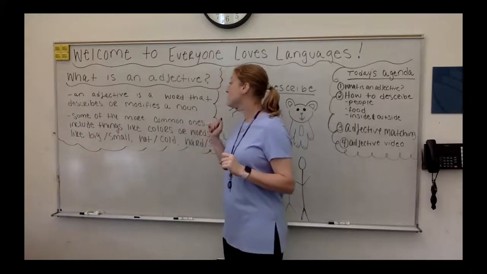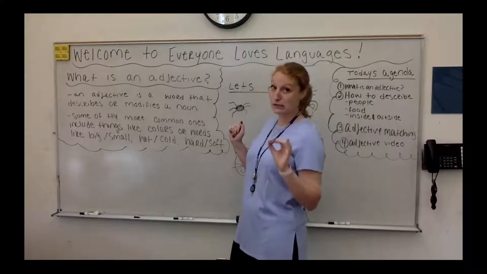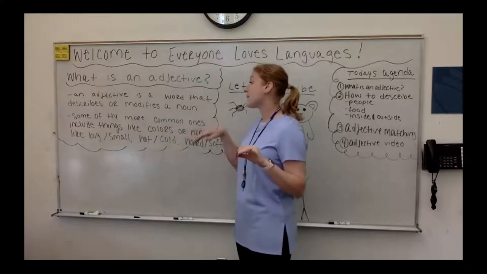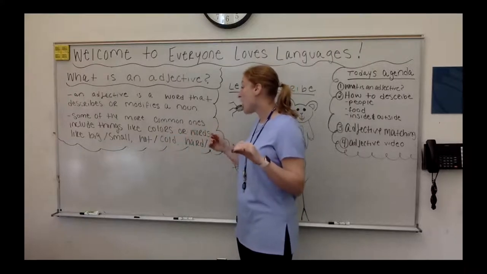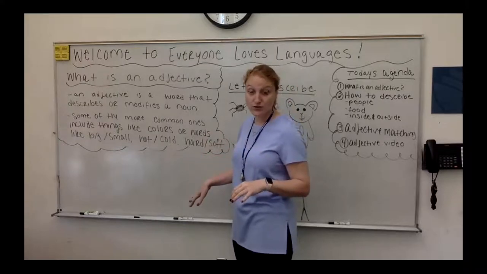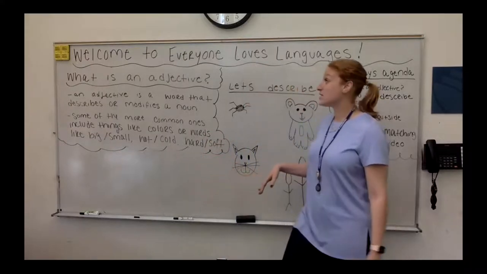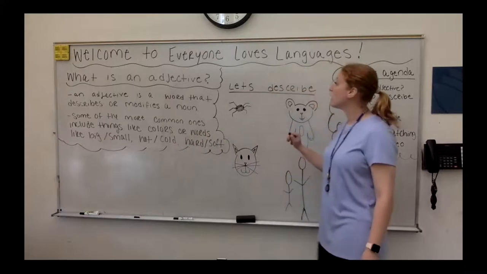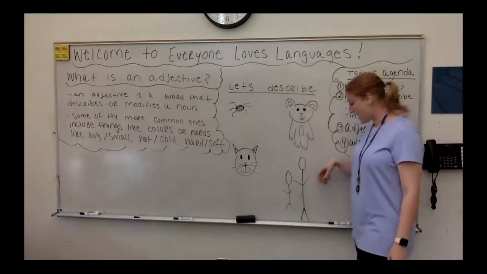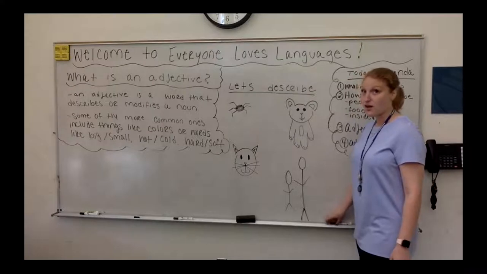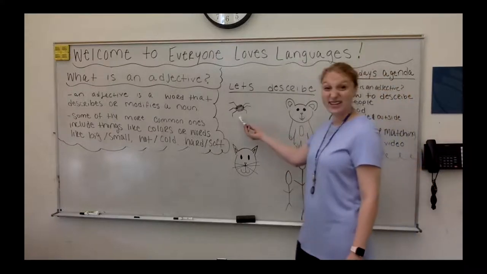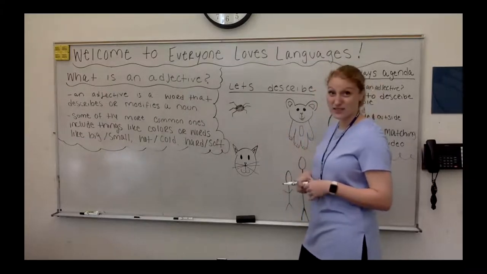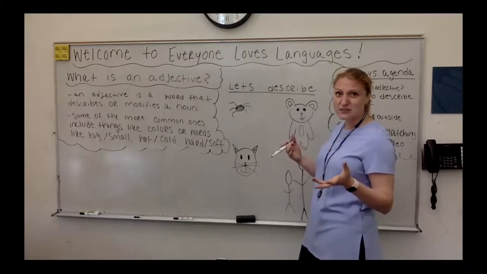Now, some of the more common adjectives include things like colors or words like big, small, hot, cold, hard, and soft. Just examples, because now we're going to use this definition to describe these things that Alex drew. All right, so up here we've got a spider. Now I would say, if this was the actual size of the spider, it's a big spider, right?